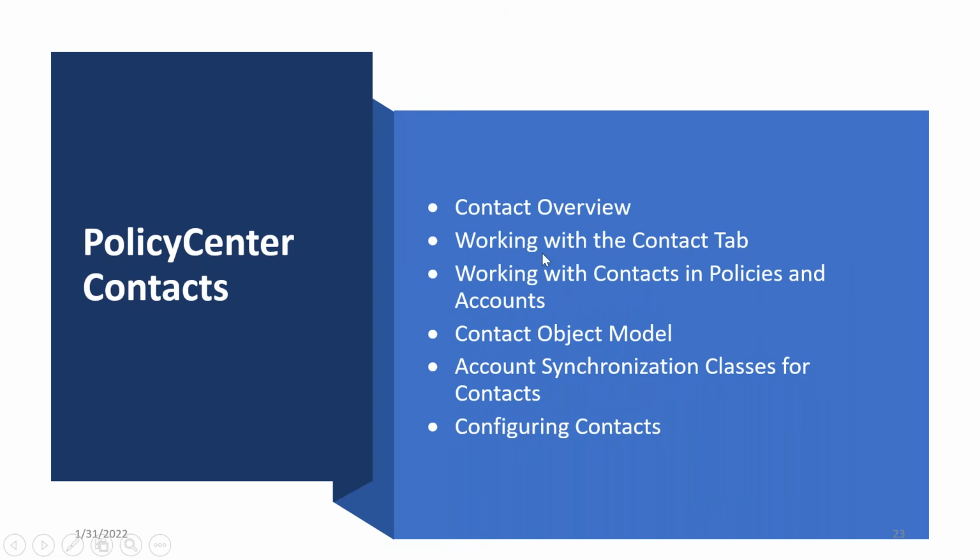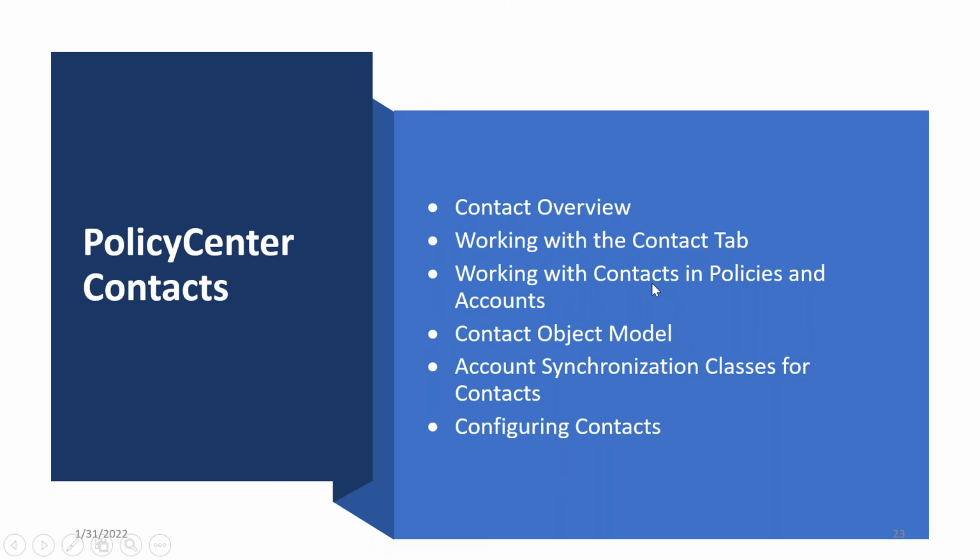Then we will learn here Policy Center contact. There are different types of contact also. Contact means every person you onboard into your policy contract, it's a contact here. There are policy level contacts and account level contacts. So how do we maintain those contacts in Guidewire? Those things we will learn here. How do we work?